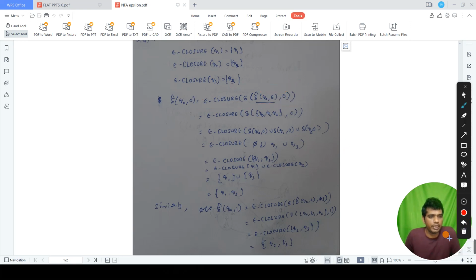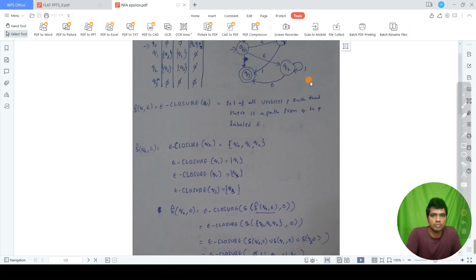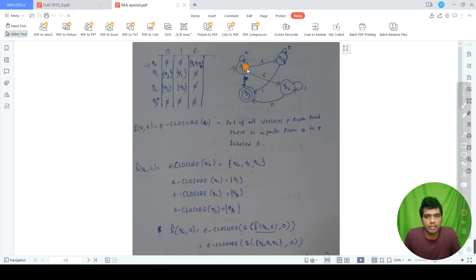Okay, now if you see the diagram again, you'll understand. So Q naught on 0, if you see here, before applying 0, we can move from Q naught to Q1 and Q naught to Q2. Okay, so after moving to Q1 and Q2, we can apply input 0. So here Q1 on 0, it is going to Q2. Okay, and Q2 on 0, it is going to Q2. Now again you apply epsilon transitions. Okay, like this. So epsilon transition, input, and epsilon transition. So three steps. Okay.